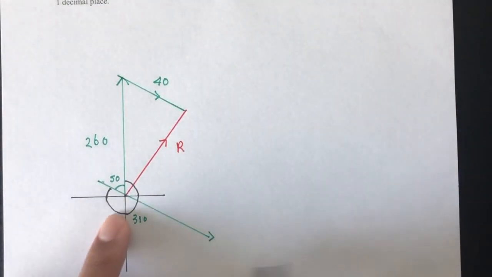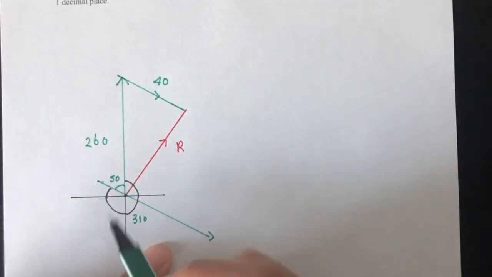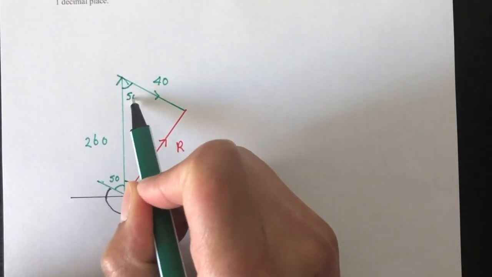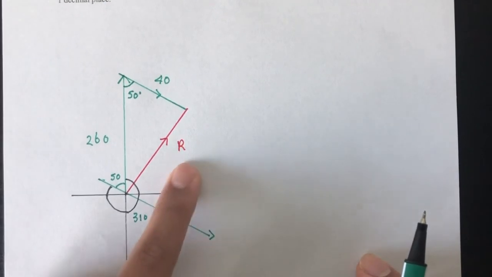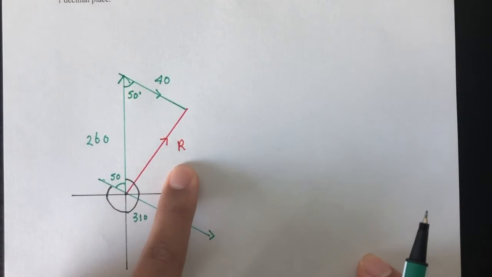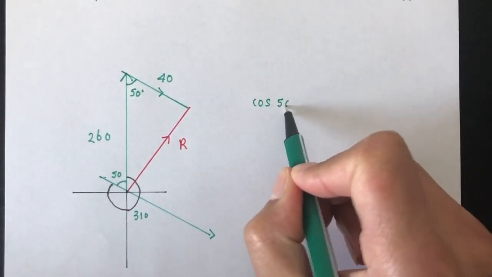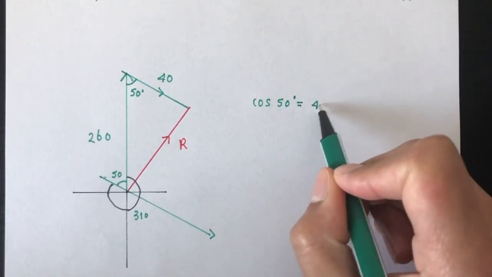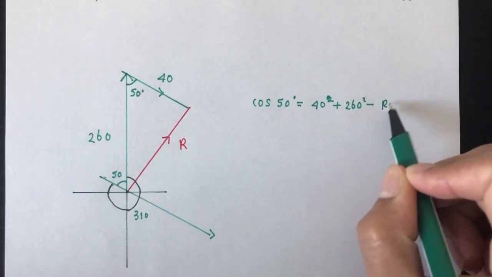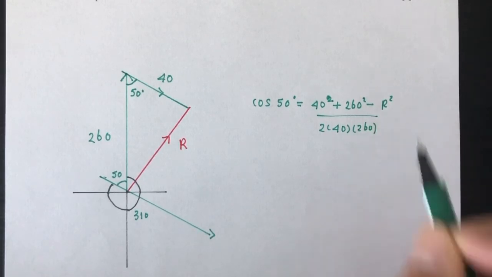Now you have to check, since this line and this line are parallel, this is 50, this angle would also be the same as this angle, for your alternate angles. This is also 50. So step number 1 is to find the value of r. Since we know these two sides and the angle in between, we can use the cosine rule. So cosine of 50 degrees is equal to 40 squared plus 260 squared minus r squared over 2 times 40 times 260.